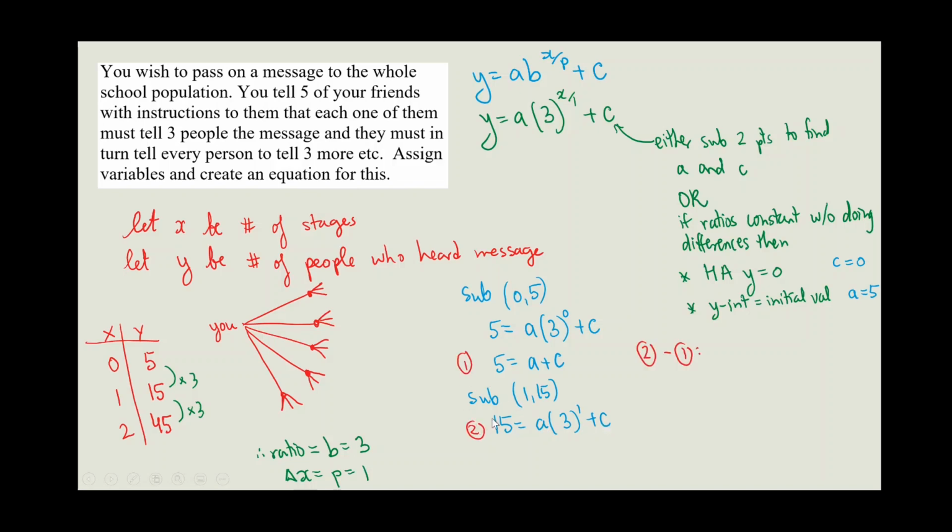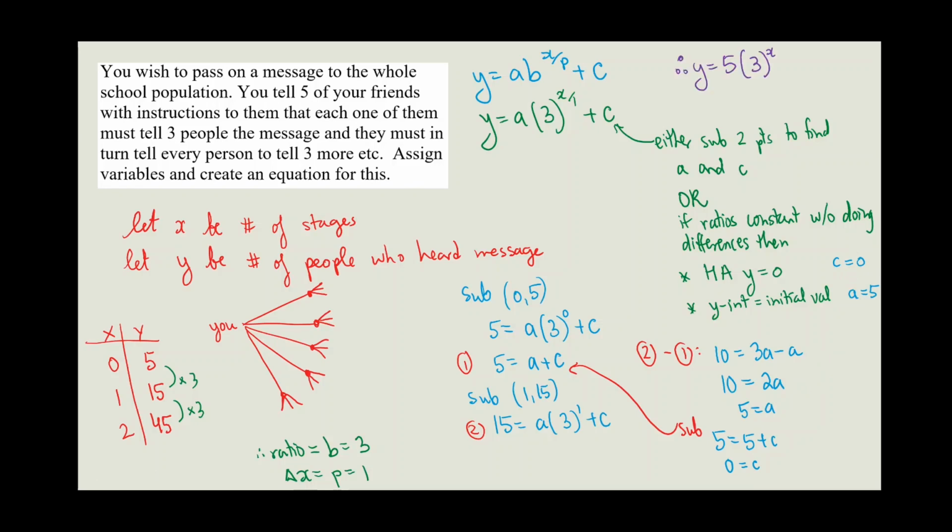Label the equations and show what you're subtracting from what. So 2 minus 1 is what I'm doing. So 15 minus 5 is 10. 3a minus a is 2a, and c minus c is gone. And so that solves it for a to be 5. Once you have a, we can plug it into either equation number 1 or equation number 2 to find the value of c. So here is c equals 0 that I've already mentioned, and a equals 5 that I already said would be the case.